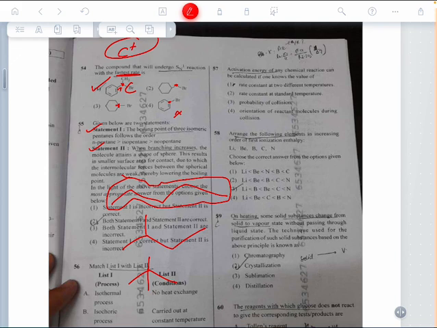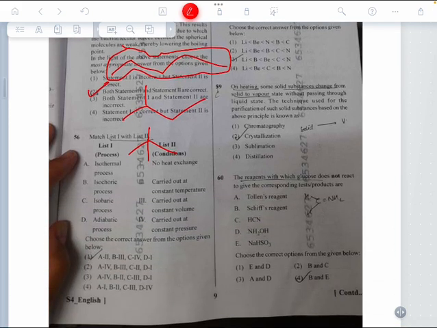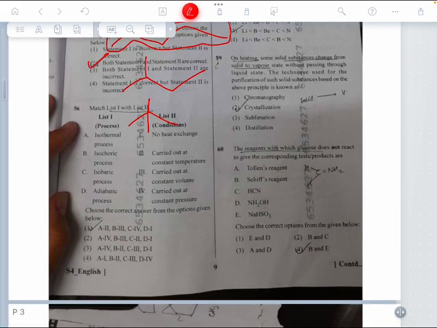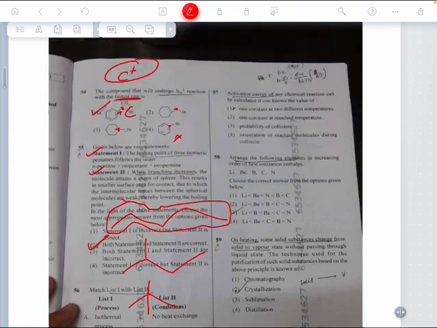While it is not asked for explanation, but we can certainly say that statement 1 and 2 both are correct. Now list 1 with list 2. Isothermal process is carried out at constant temperature. Iso means same and thermal means temperature. So A must be matched with 2. So A with 2 is in the first option.